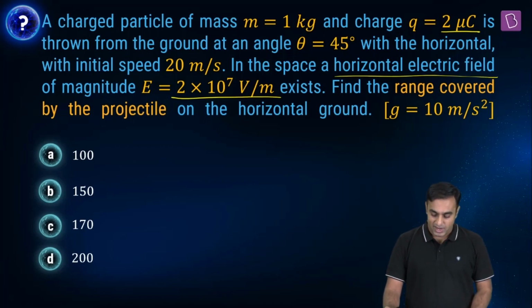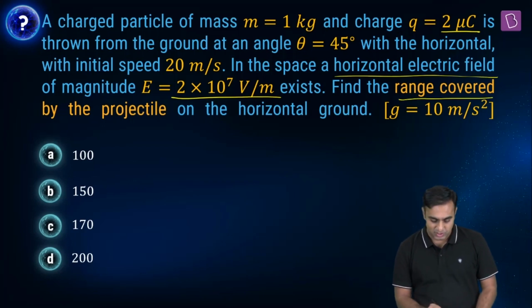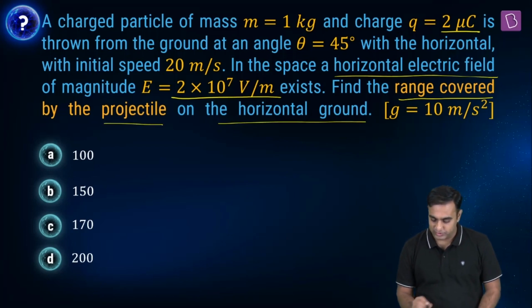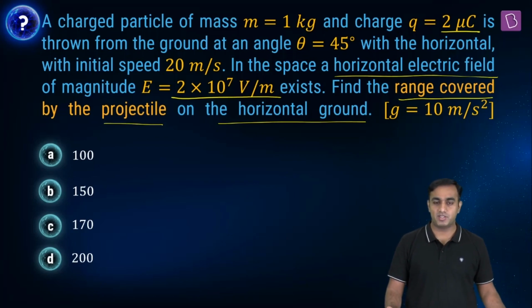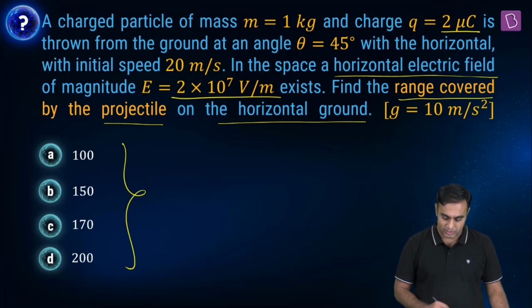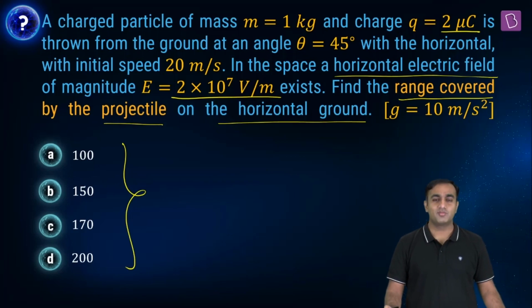Now, we are asked to find the horizontal range of this projectile over the ground. You can take acceleration due to gravity to be 10 meter per second square, and here are our options in meter. Alright.